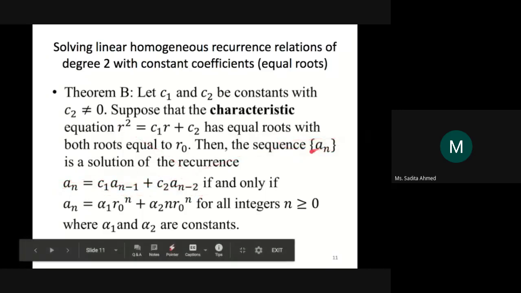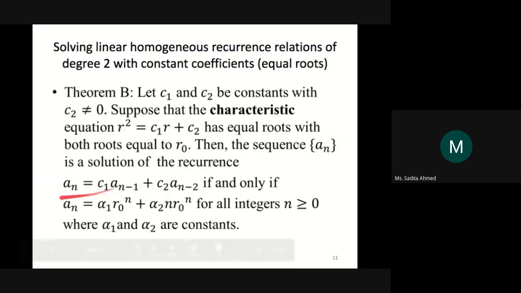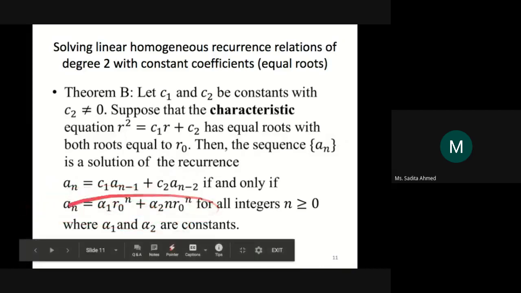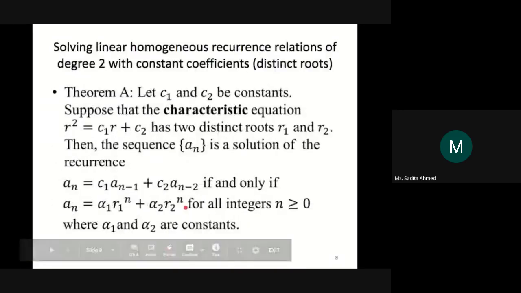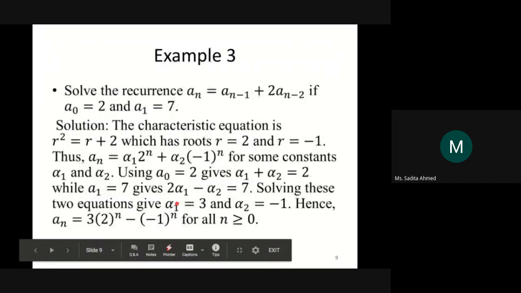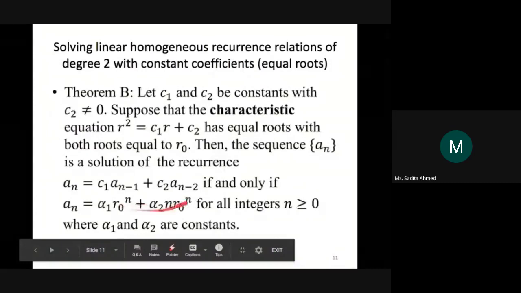An is equal to alpha 1 into r0 to the power of n plus alpha 2 into n into r0 to the power of n. Previously, remember, we had alpha 1 into r1 to the power of n plus alpha 2 into r2 to the power of n. Here, first of all, since the roots are the same, we have only r0 here. Alpha 1 and alpha 2 are here. And n is there as a factor in the second sum term as well, as a product term in the second sum term. All right. This is the equation we will use when the roots are equal.